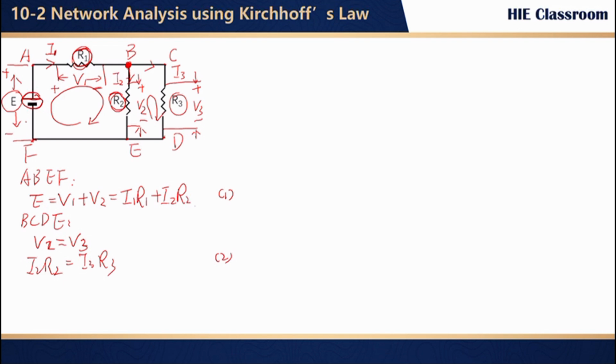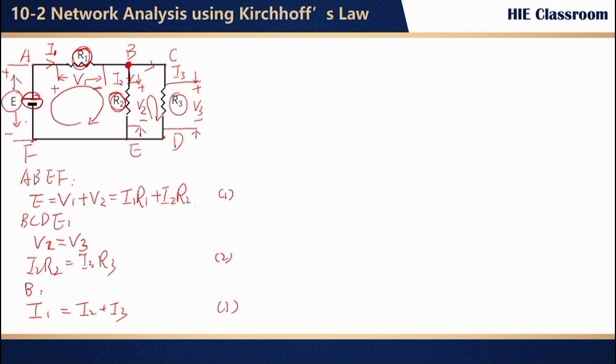Why we pick this one is because in node B, we have current I1 flowing into it, and I2 and I3 flowing out. So this node interacts with all 3 currents here. So based on Kirchhoff's law, we go with B. Then we have I1, all the current flowing in, should be equal to all the current flowing out. Then we have our equation 3.